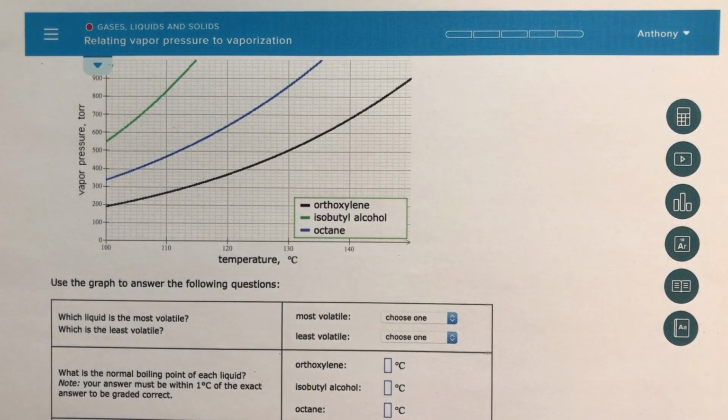Okay, welcome back. This is another ALEKS topic. It's called relating vapor pressure to vaporization. This is a good little topic. It's fairly straightforward, but there's a few little things that we want to make sure we're comfortable with.